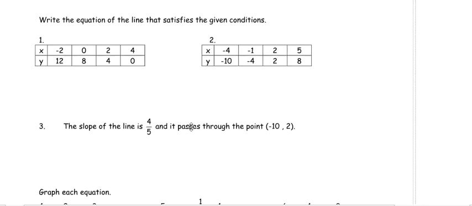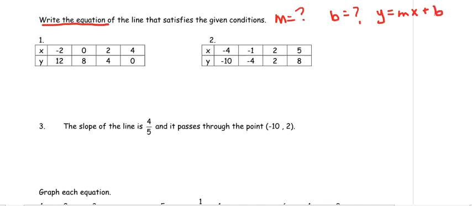So the first set of directions is saying write an equation. Write the equation of a line that satisfies the given conditions. And whenever you're writing a linear equation of a line, every single time, your whole objective is to find the value of the slope and the y-intercept, because then you can just easily substitute it back into y equals mx plus b. So just keep that thought going whenever you have to find the equation of a line.